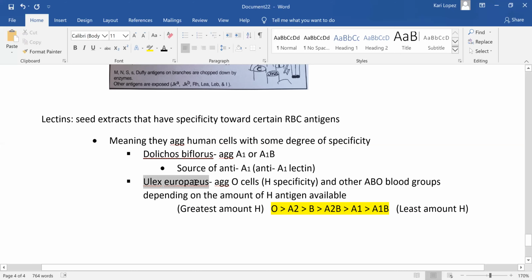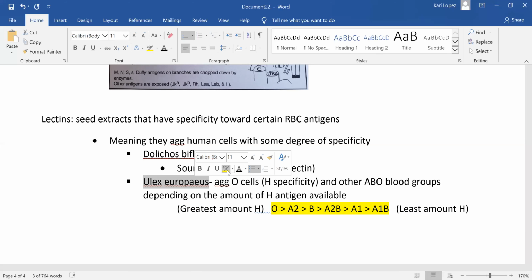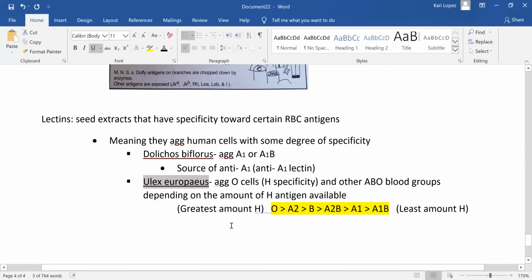Your Ulex europaeus agglutinates your O cells with H specificity, and then your other ABO blood groups, depending on the amount of H antigen available. So your greatest amount of H is going to start with O. So group O has the greatest amount of H, and then followed by A2, B, A2B, A1, and the least amount is A1B with the least amount of H.